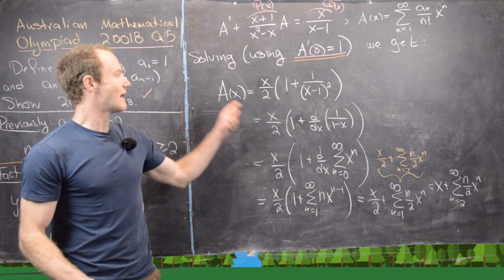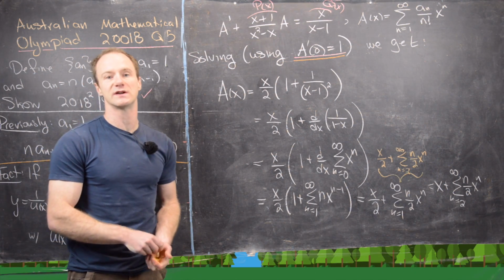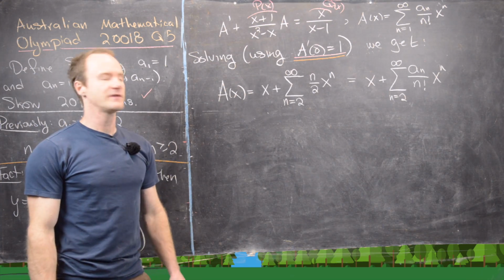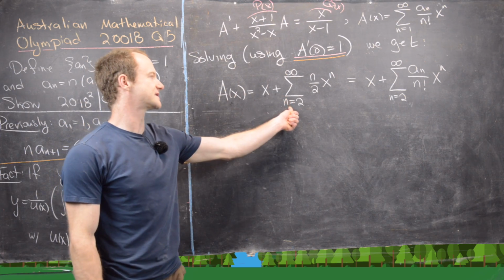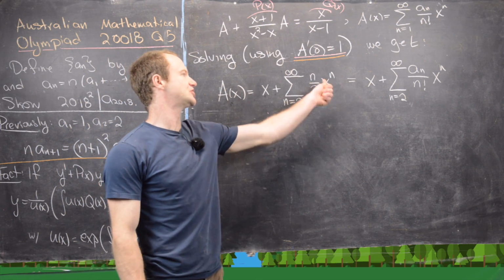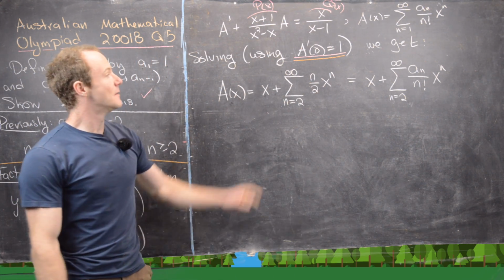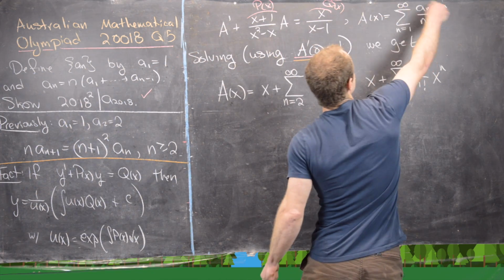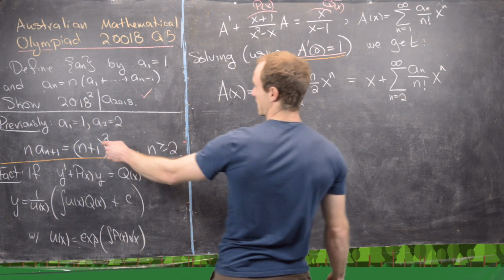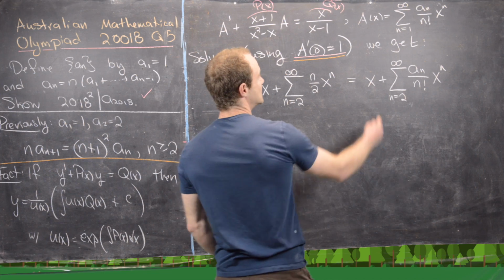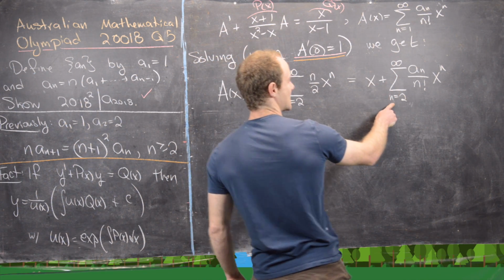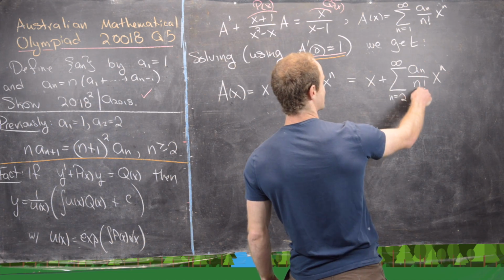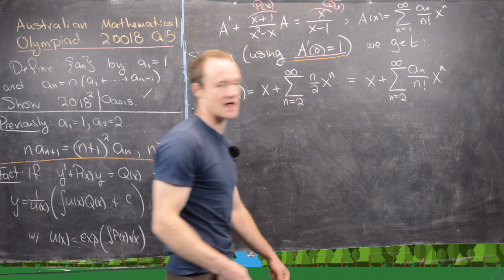Okay, so now I'm going to go ahead and bring that up and we're going to make a conclusion. On the previous board we finally got this formula. A of x equals x plus the sum n equals 2 to infinity of n over 2 x to the n. But recall that A of x was defined as the exponential generating function of this sequence. So it is given by, well, I pulled out this x term plus the sum n equals 2 to infinity of a sub n over n factorial x to the n.